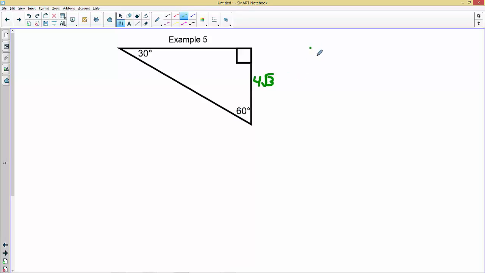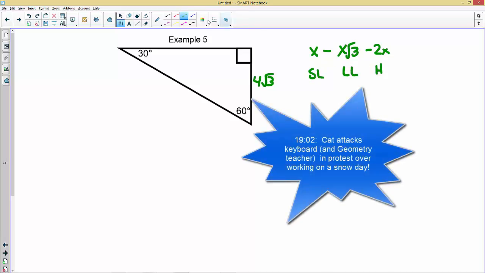Okay, the 30-60-90 rule is x, x radical 3, and 2x. And of course that's the short leg, long leg, and hypotenuse. Okay, so which one do we have?